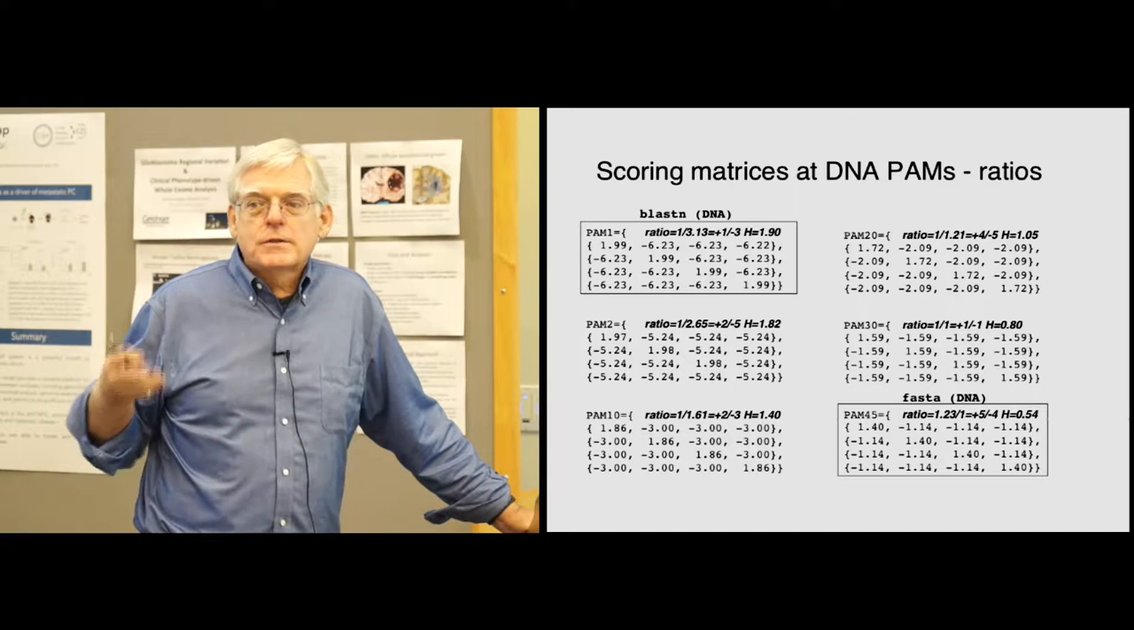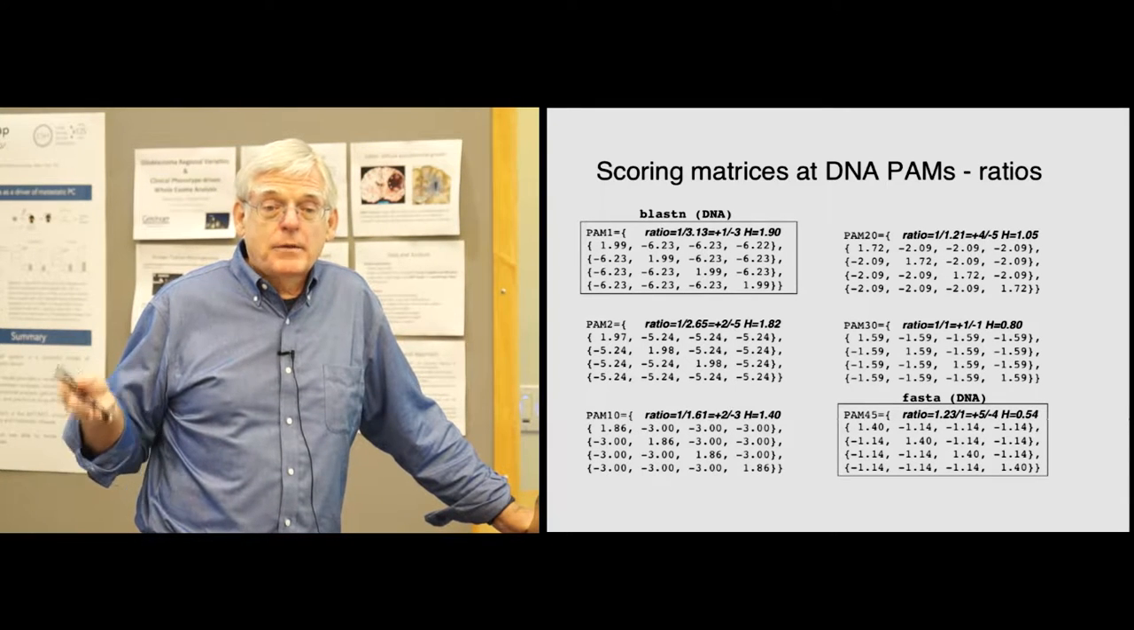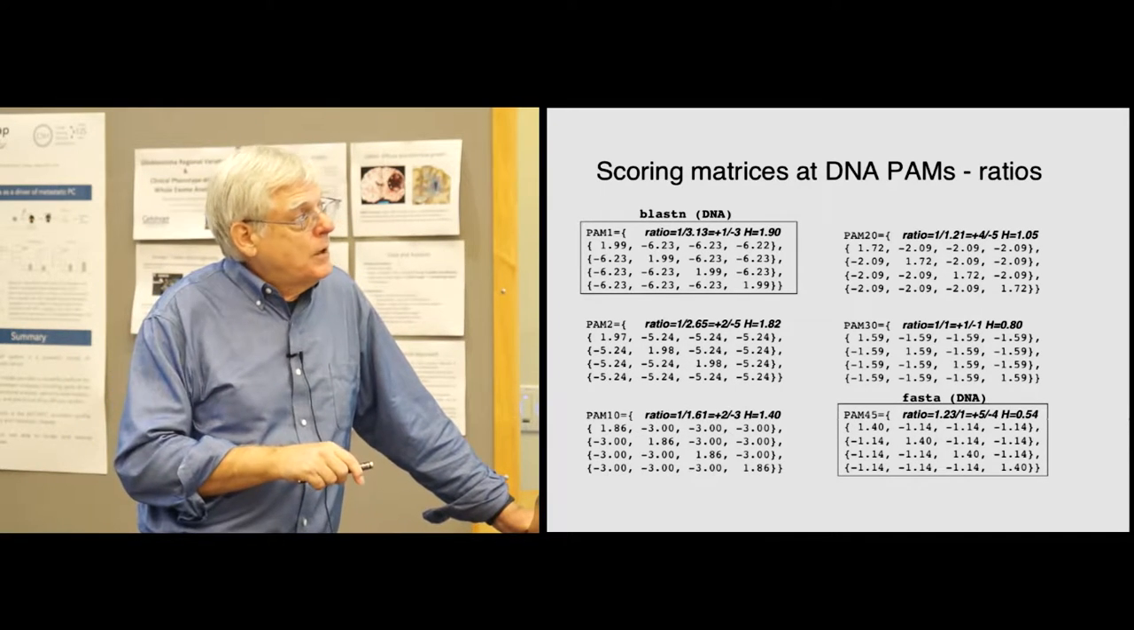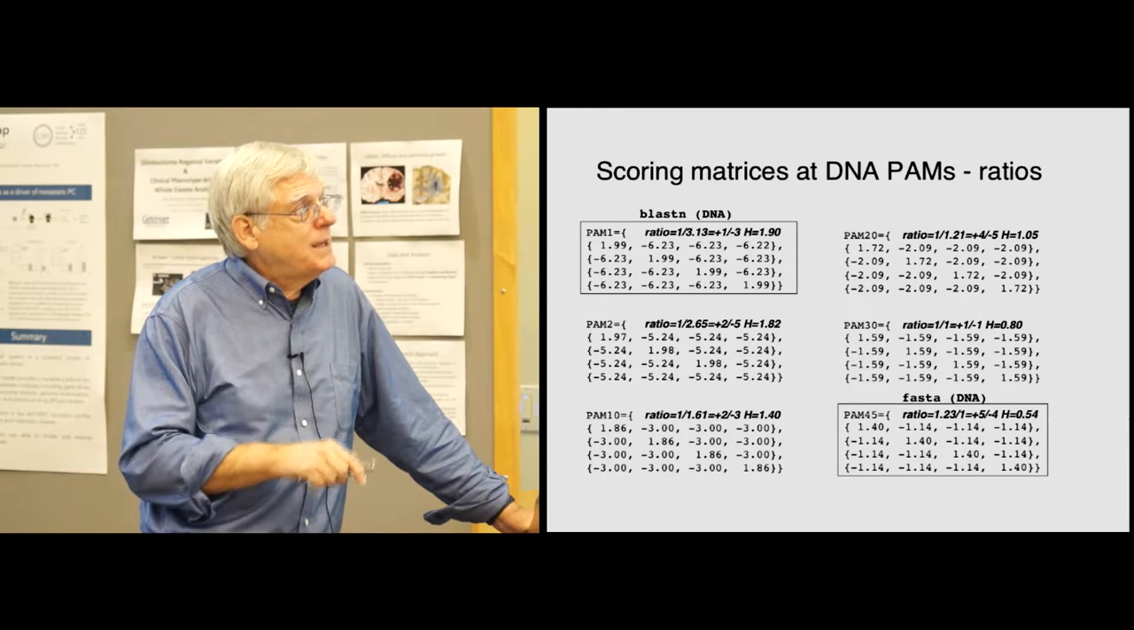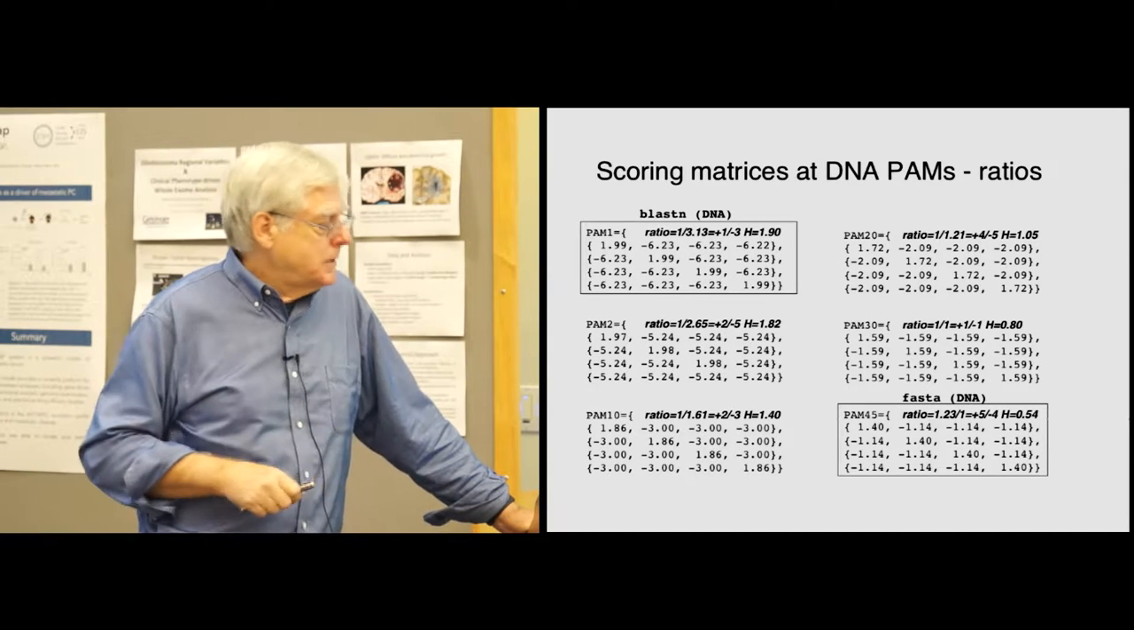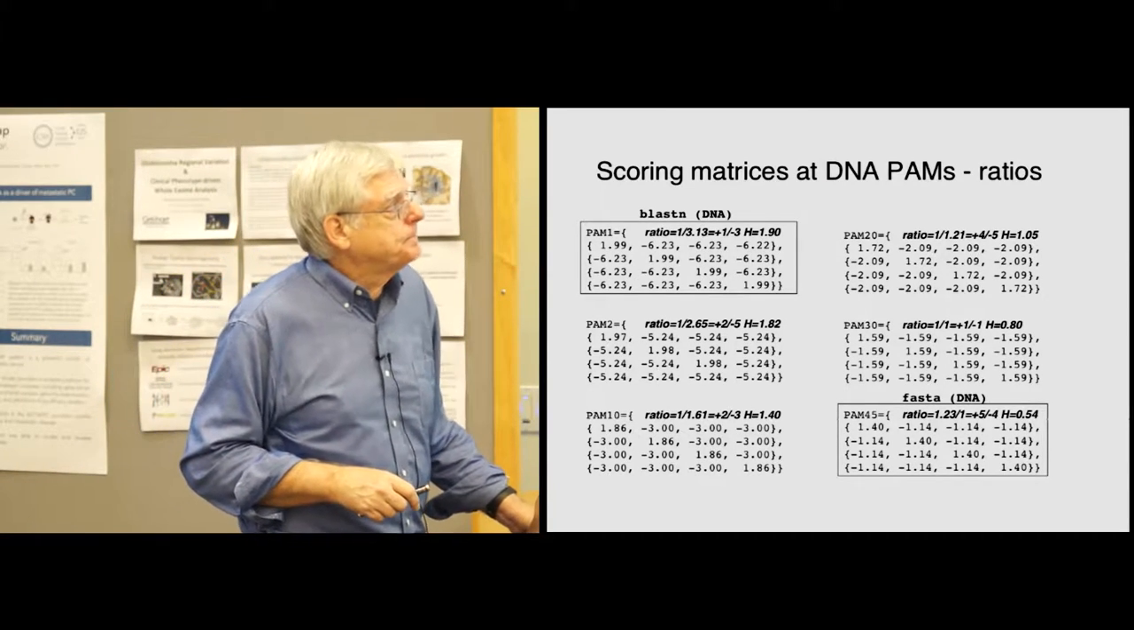One of the reasons, of course, that we like deep protein alignments better than DNA alignments is because we don't have to worry about PAM45. In the protein world, this is close. We can go out to PAM200 and things like that. But we can't do that for DNA sequences. For DNA sequences, that's as far as we can get.